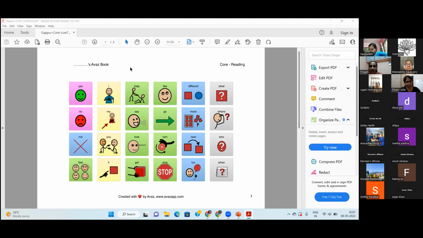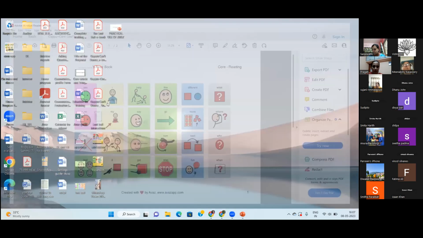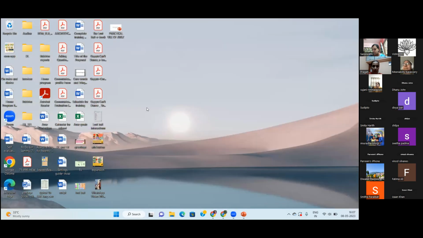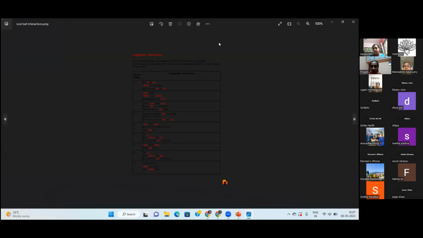Fatima ma'am, these are available on Storyweaver. I will also send it to you with these, so you could all customize it. It's available on the Avaz app, so it's a lot to search deep inside, so I'll share it with you. It's already there with me. There are also some suggestions on how you could use it.